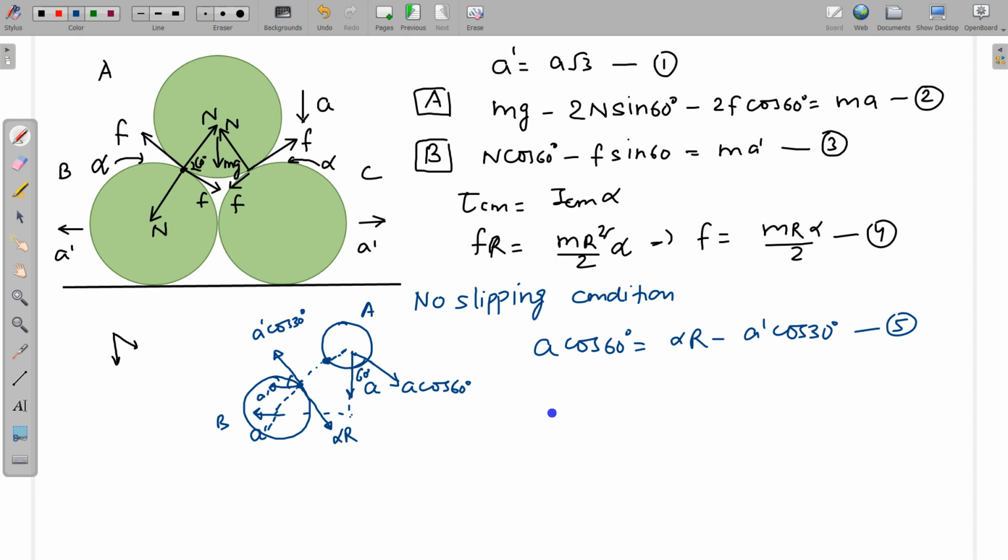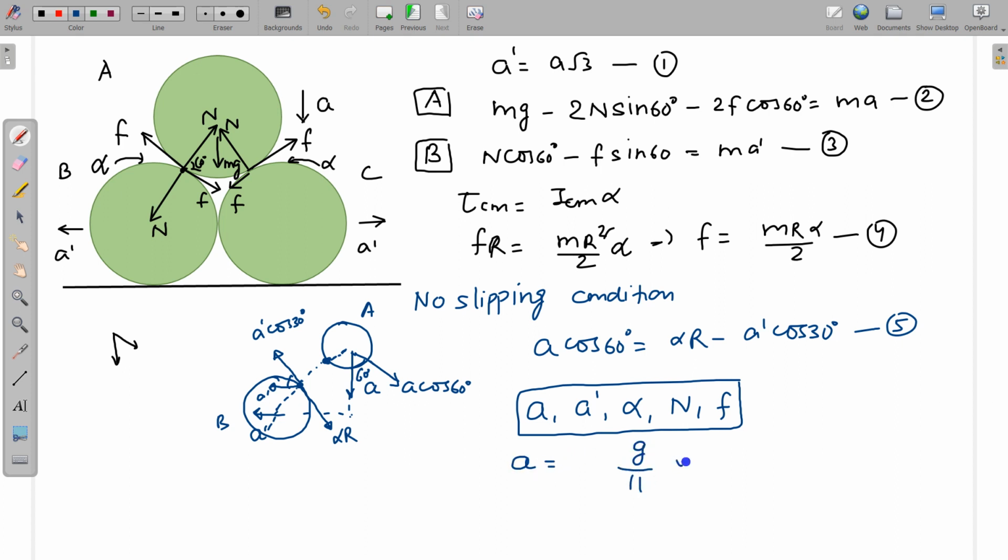If we count the variables, one is A, one is A dash, one is this alpha, one is this normal, and one is this friction. We have 5 variables. After solving these 5 equations, which are not very difficult to solve, we can easily find the required acceleration A as g divided by 11. So this is the answer for this question.